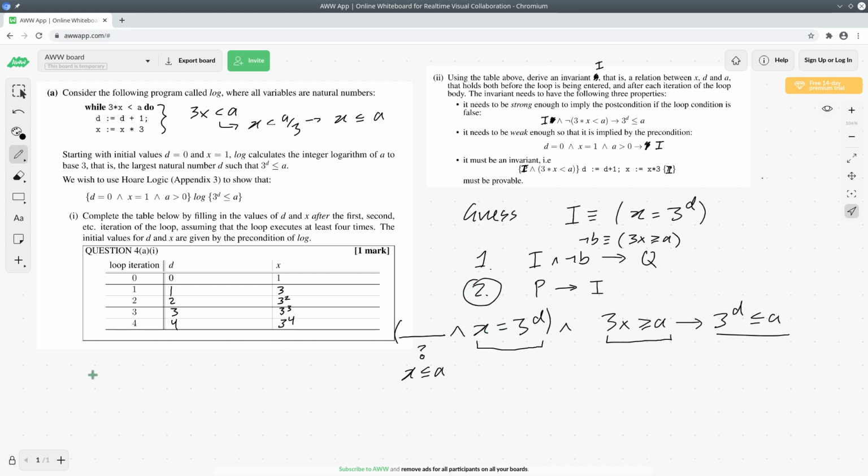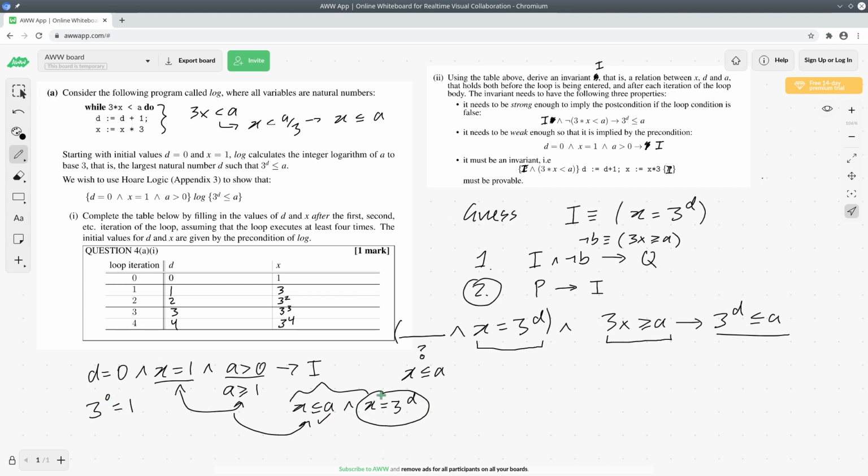So rule 2 says the precondition, d is equal to 0 and x is equal to 1 and a is greater than 0, has to imply my invariant. And my new invariant is now x is less than or equal to a and x is equal to 3 to the d. So does that check out? If x equals 1 and a is strictly greater than 0, well, that's the same thing as saying a is greater than or equal to 1, then these two facts here give me that x is less than or equal to a, because x is 1 and a is at least 1. So that's good. And also we have that if x is 1 and d is 0, well, 3 to the 0 is 1, so we also get that x equals 3 to the d. So it looks like the correct choice for the invariant is x is less than or equal to a and x equals 3 to the d.